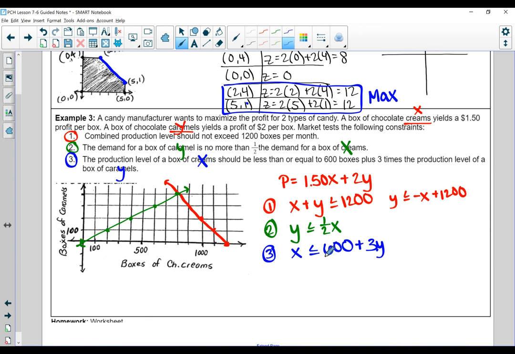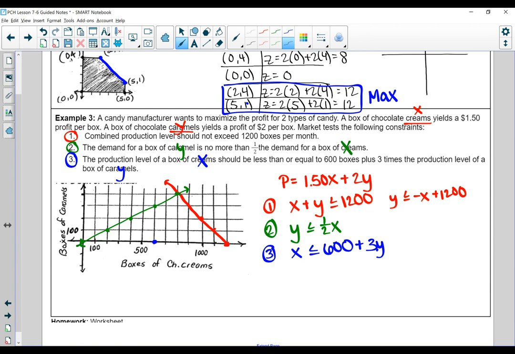And then here, if we are to graph this, I kind of want to think about it in terms of y. If I were to graph this, my x-intercept is going to be at 600. So 600. If y is 0, then x is 600.